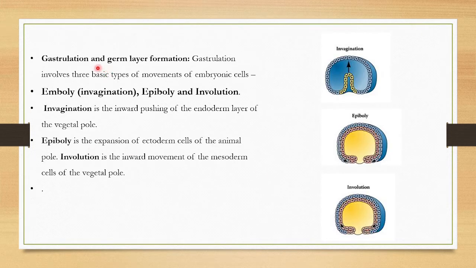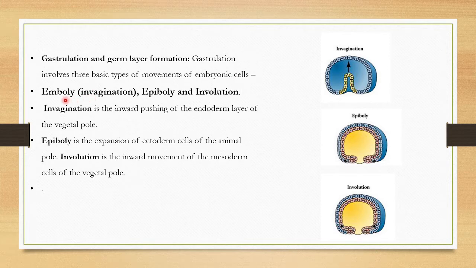And how does gastrulation occur? Gastrulation, or germ layer formation, involves three basic types of movements of embryonic cells. ഒരു ലെയർ സെൽസ് മൂന്ന് ലെയർ ഓഫ് സെൽസ് ആയിട്ട് മാറുന്നതിൽ സെൽസിൻ്റെ ഒരുപാട് മൂവ്മെൻറ്റ് നടക്കുന്നുണ്ട്. ആ മൂവ്മെൻ്റ് ആണ് മൂന്ന് തരത്തിൽ.